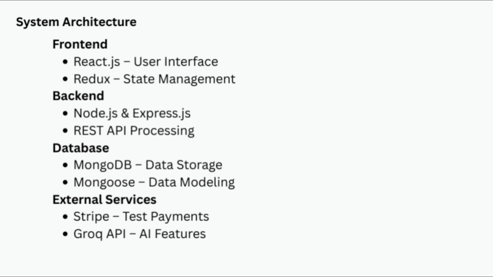Apart from these three layers, the project also integrates external services. Stripe is used for secure online payment in test mode. When a user proceeds to checkout, the backend creates a Stripe checkout session. After the payment is complete, Stripe returns a session ID, which the backend verifies before creating the order. The project also integrates the Groq AI API, used to generate food descriptions and summarize restaurant reviews.